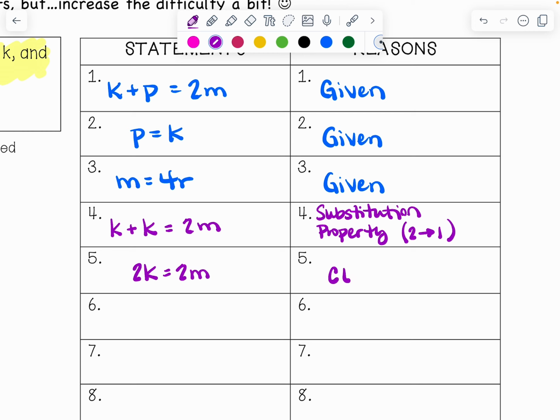Okay. All right. Well, what did I do? Well, I combined like terms. K plus K, those are like terms. I added them. Or you can write the operation of addition, because you just added 2 Ks together. That's fine too.